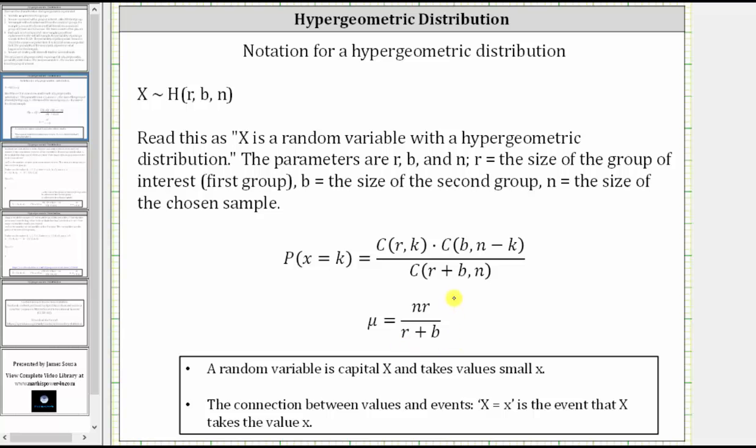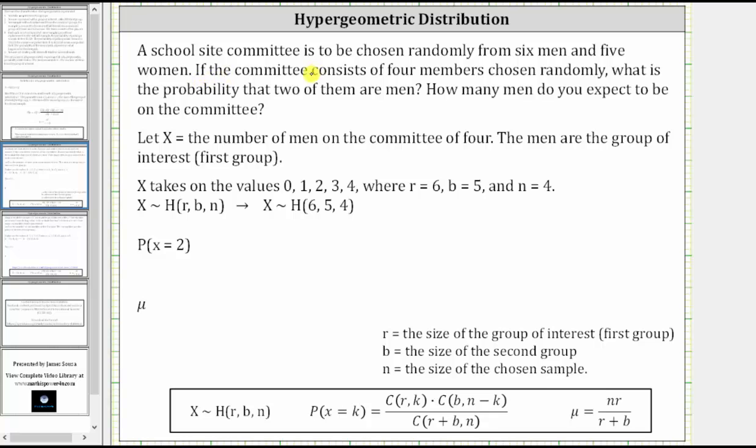Let's take a look at an example. A school site committee is chosen randomly from 6 men and 5 women. If the committee consists of 4 members chosen randomly, what is the probability that 2 of them are men? How many men do you expect to be on the committee? To determine the probability that 2 of them are men, we want to find the probability x equals 2, and to determine how many men we expect to be on the committee, we need to find the mean.